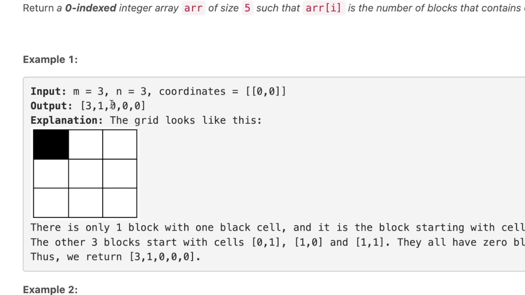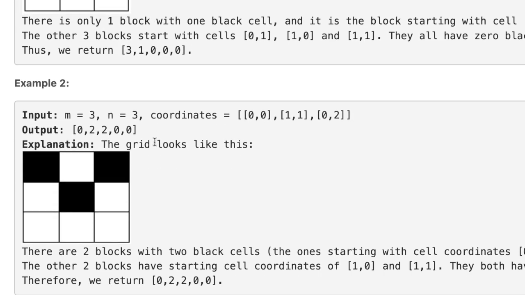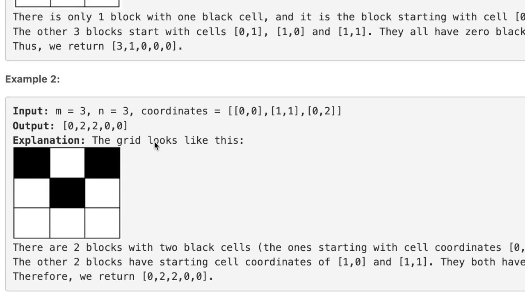Also you cannot find any submatrices that have 4 or more, or 3. Because we only have one black cell, for the other counts we just have 0, 0, 0. So let's take a look at example 2.